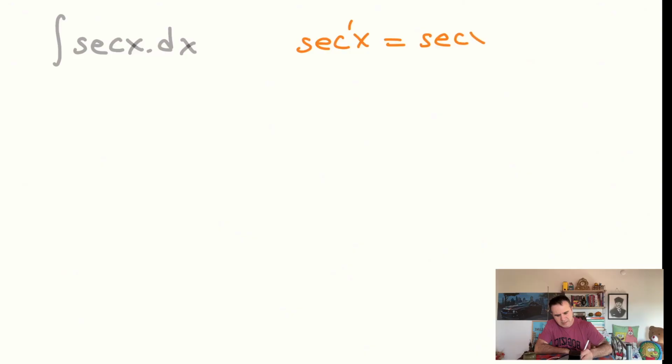And while solving the integral secant x dx, you firstly should know that the derivative of secant x is equal to secant x times tangent x. And also you should know that the derivative of tangent x is equal to secant square of x.